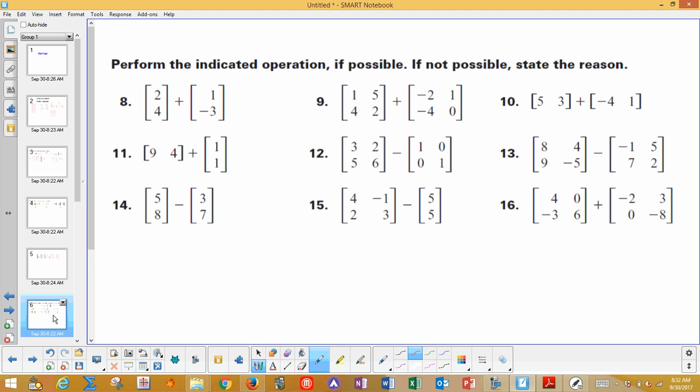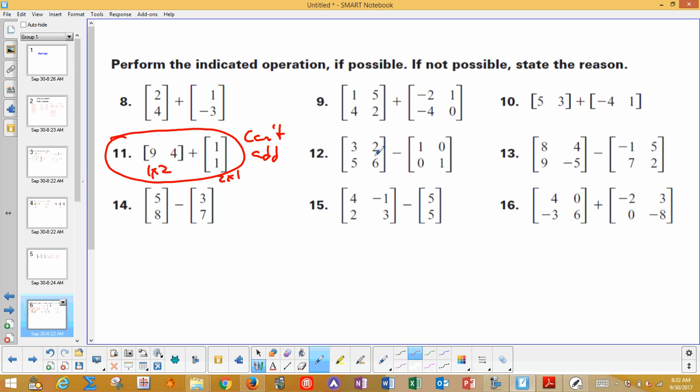So the question is, what if they're different sizes? Nice question, everybody. And the answer is, for example, for these, this is a 1 by 2 and a 2 by 1, and the answer is we can't add them. That's a little bit unusual, because when we've seen addition before with numbers, we've never come across 2 numbers we couldn't add. But now we have matrices that we can't add. So if they're not the same dimensions, we can't add them.